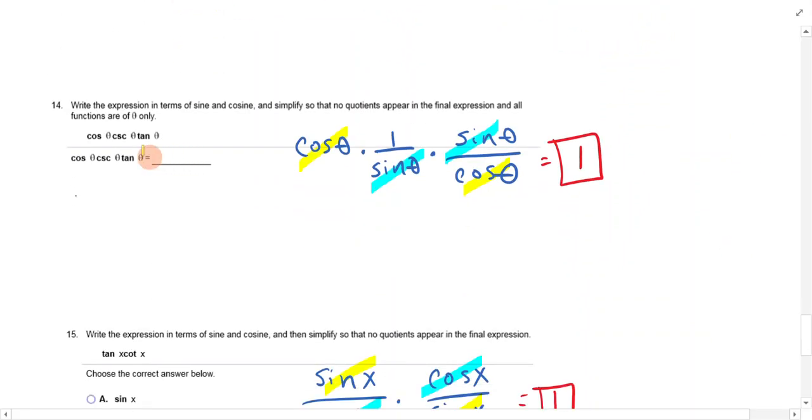Do the same thing with this one. You've got cosine theta, cosecant theta, tan theta. So we leave that one. We change cosecant to 1 over sine. We change tan to sine over cosine. Then we're multiplying across top and bottom. The sines cancel out. The cosines cancel out. We're left with 1.